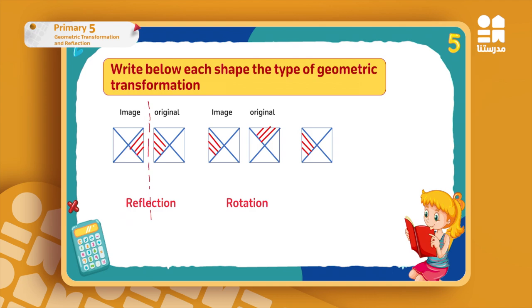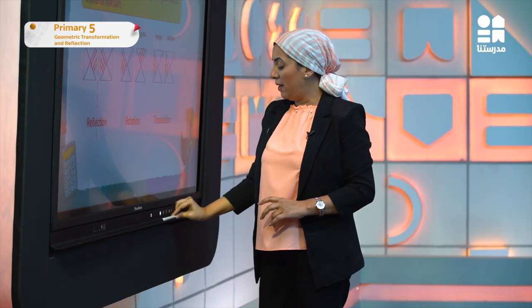Now the other two, the image and the original. هنا اللي حصل انه انا حركت الشيب بتاعي بكل تفاصيله للايمج بتاعته، ما حصلش اي تغيير من اي نوع في ده. يبقى هنا مادام متحرك بكل التفاصيل without any change, this is called translation. Okay, let's go to our practice.